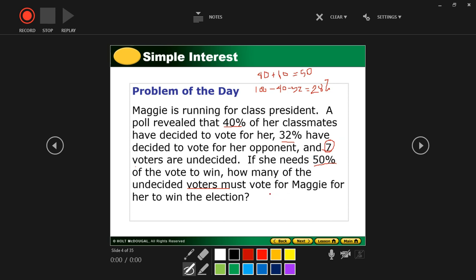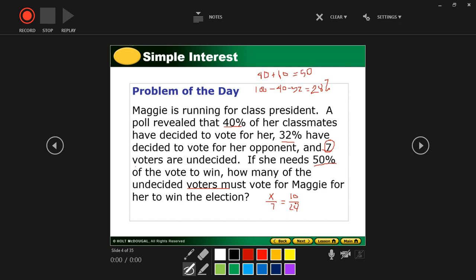So we use an equation. X is the number of voters we will take out of the 7 classmates of Maggie. Okay, equals. This X, how many percent is it? That is 10%, right? 10%. Next. This 7, how many percent is it? That is 28%. Okay, so we will find the value of X.